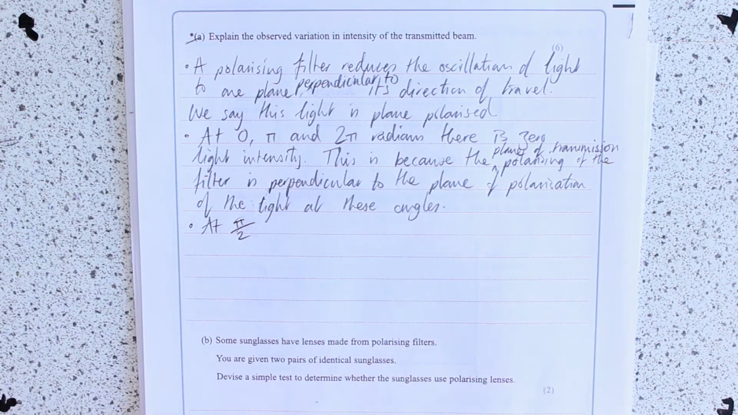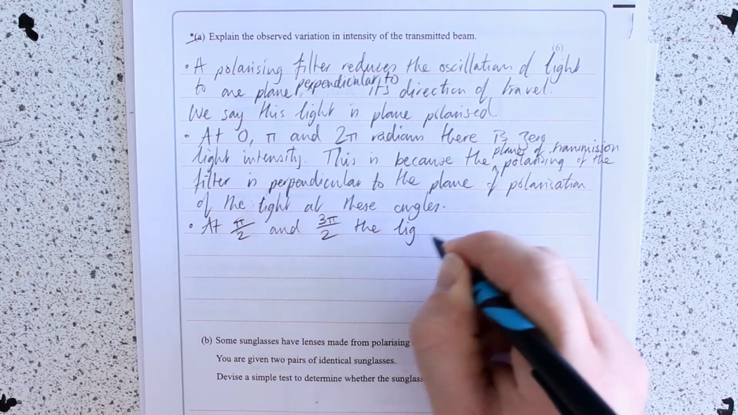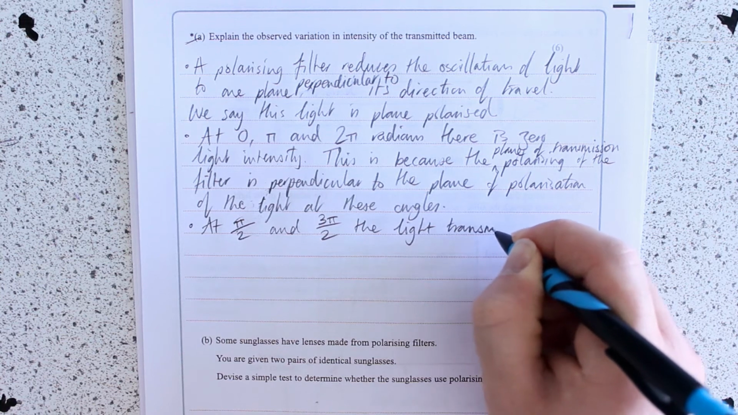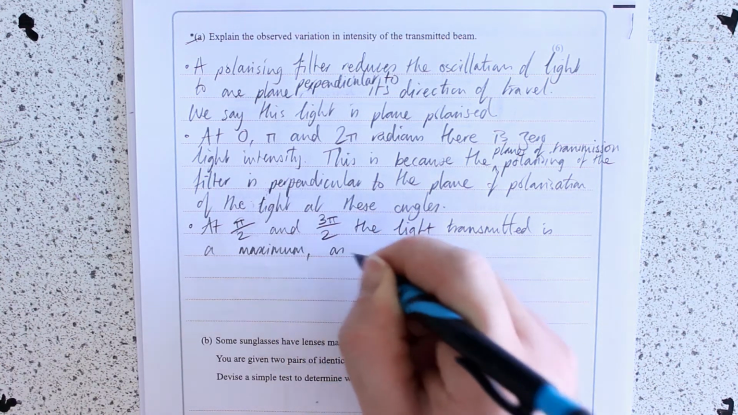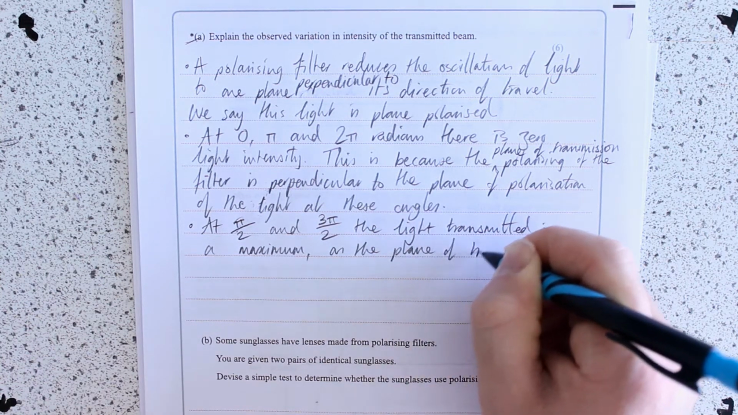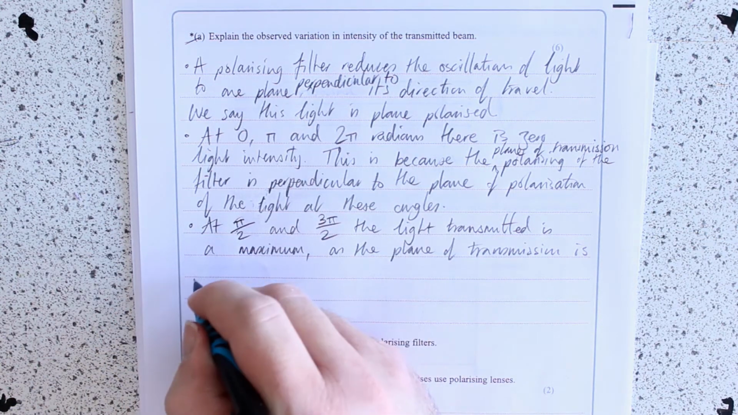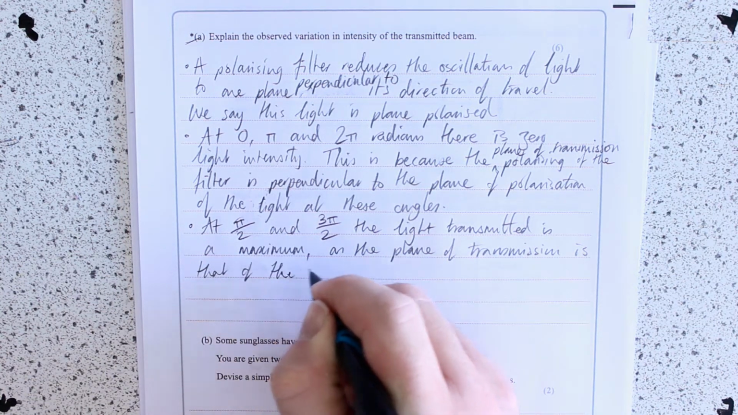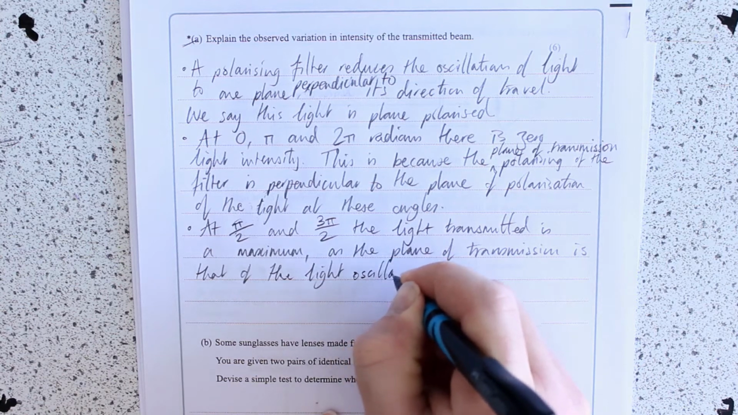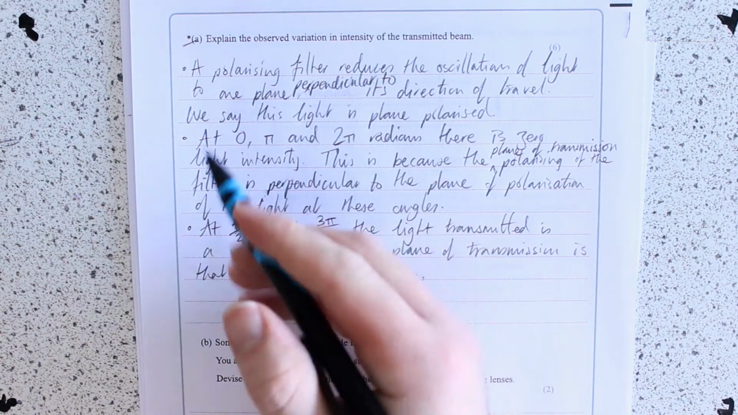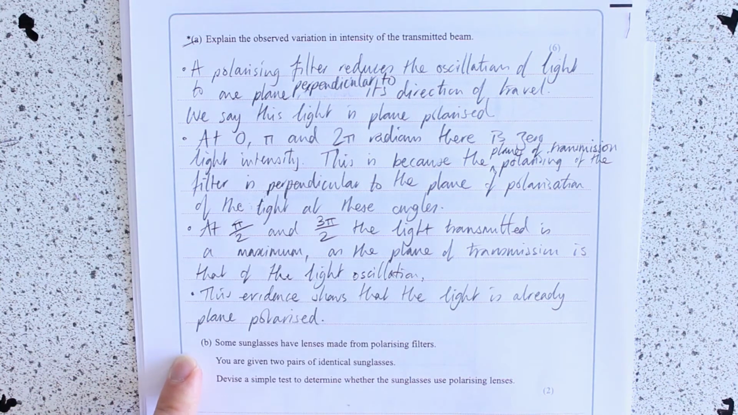At pi over 2 and 3 pi over 2, the light transmitted is maximum, as the plane of transmission is the same as that of the light. Okay, let's put oscillation, shall I? I've kind of already inferred this, but I'm just going to sum it up by saying this evidence shows that the incident light is already plane polarized. Okay, I hope that makes sense.